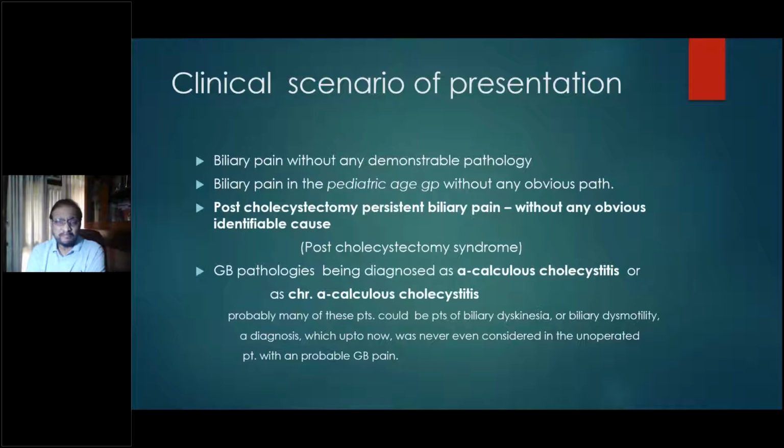As I said earlier, even in a patient who is not having gallstone disease, you could be having biliary dyskinesia. The fourth could be a gallbladder pathology being diagnosed as acalculous cholecystitis, a chronic acalculous cholecystitis. We would rarely find any stone, and we had a patient who had a typical biliary pain, and we said this is acalculous cholecystitis. We used to operate on these patients, and this was usually what we were looking at.